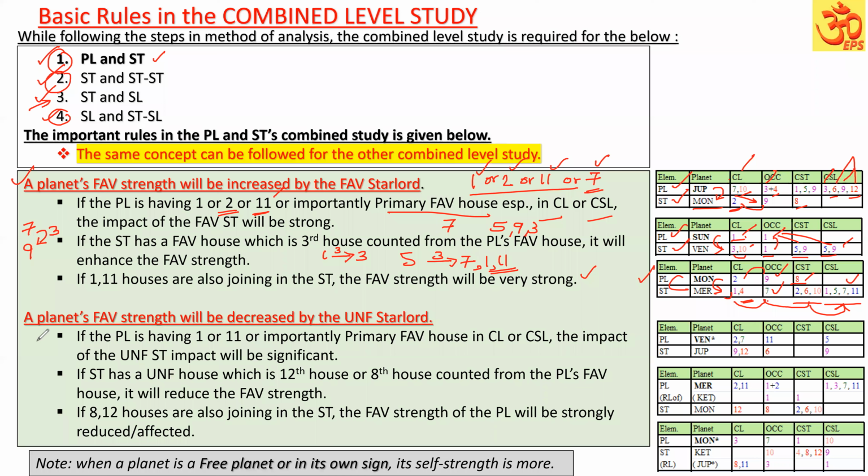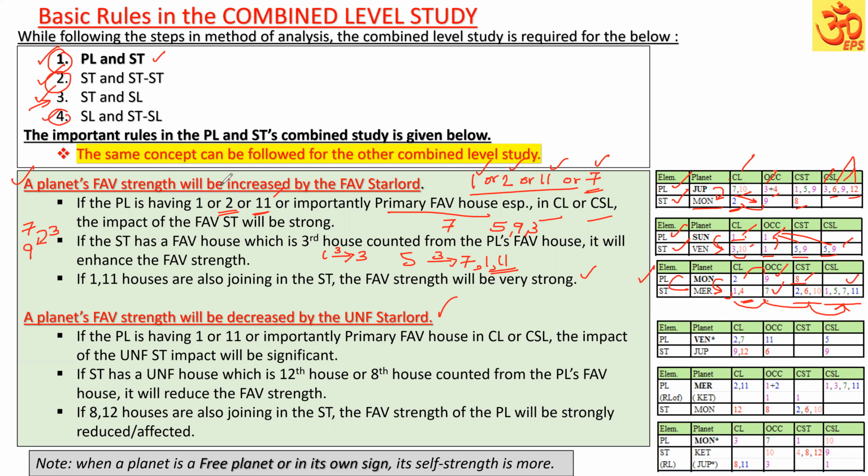Now, let us discuss if the planet is having favorable significations, that is, the planet is favorable, but the star lord is unfavorable. It means what? A planet's favorable strength, what it is going to experience through its unfavorable star lord. If a planet is favorable and the star lord is unfavorable, automatically the favorable strength of the planet will be decreased by the unfavorable star lord.